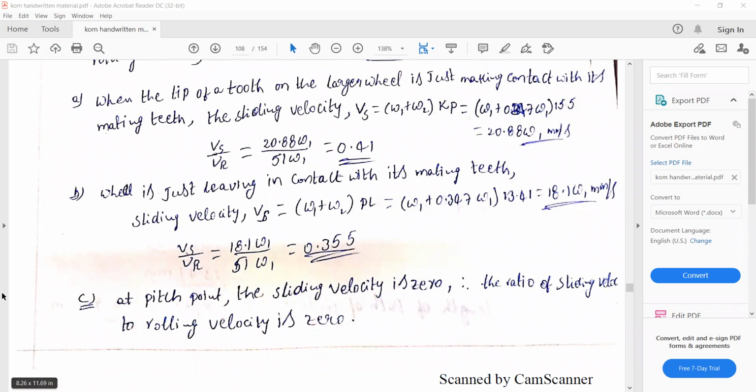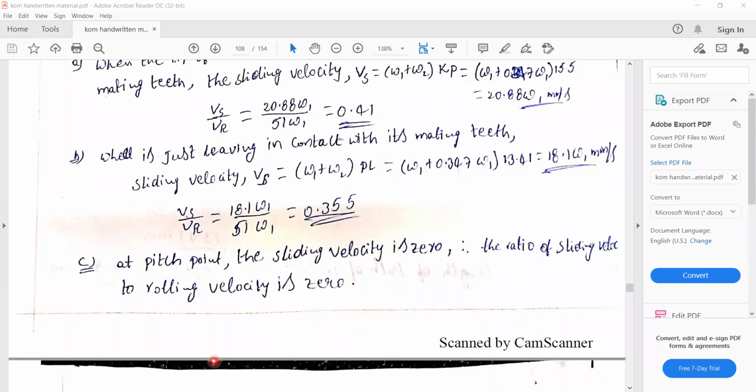Now the third condition is at the pitch point. At the pitch point, the sliding velocity is going to be zero. Why? Because there is no relative sliding there. At the pitch point, the sliding velocity is zero. So therefore, the ratio of sliding velocity to rolling velocity is also zero.